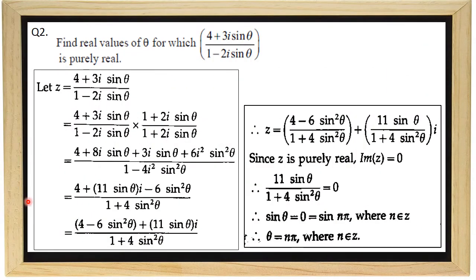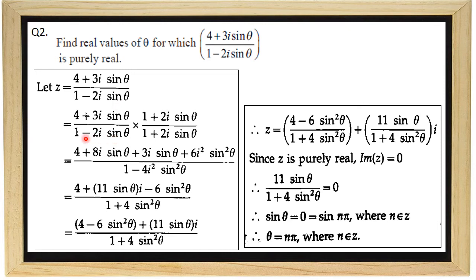The remaining sums of question number 1 are similar to the sum solved, and you can solve them yourself. Question number 2: find the real values of theta for which (4 + 3i sin theta)/(1 − 2i sin theta) is purely real. Let z be the given complex number in quotient form.